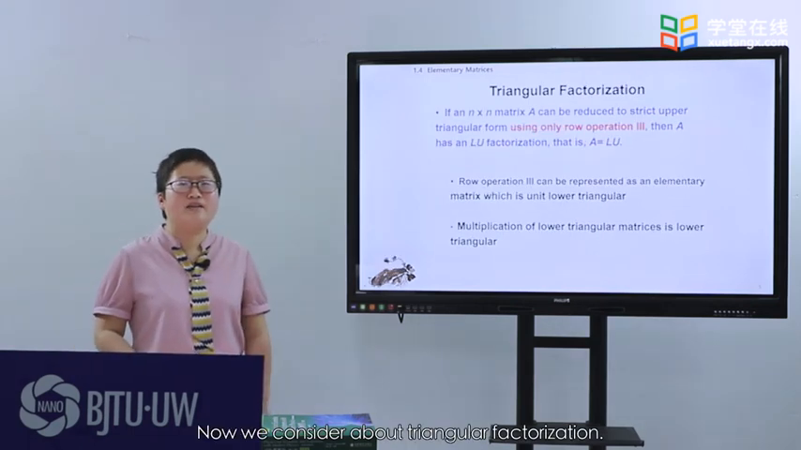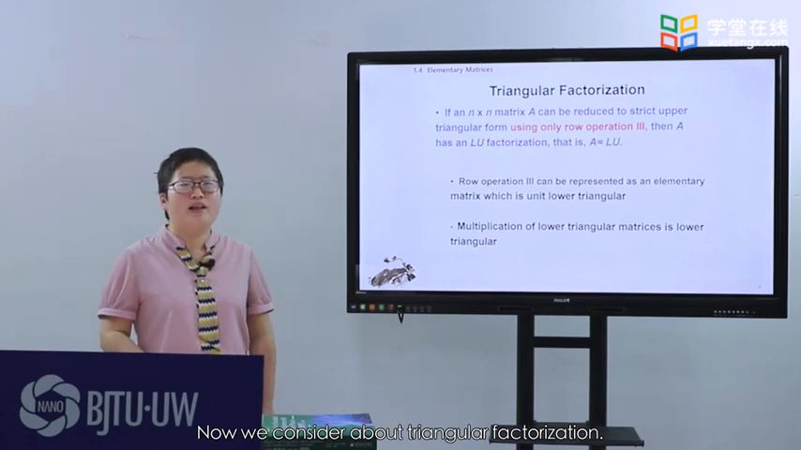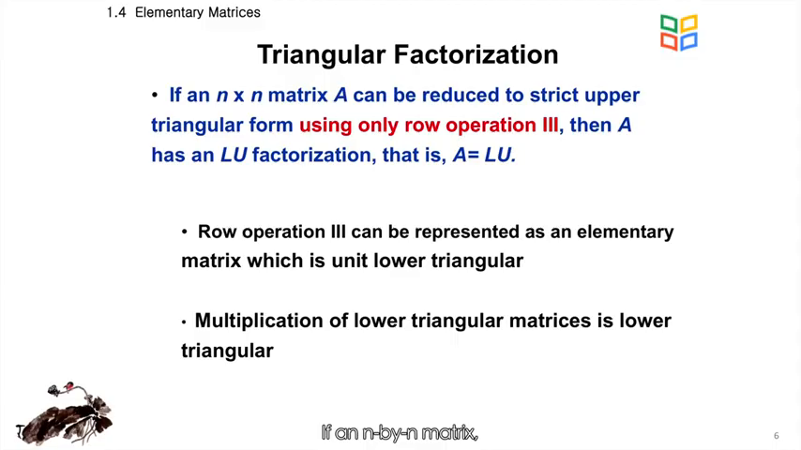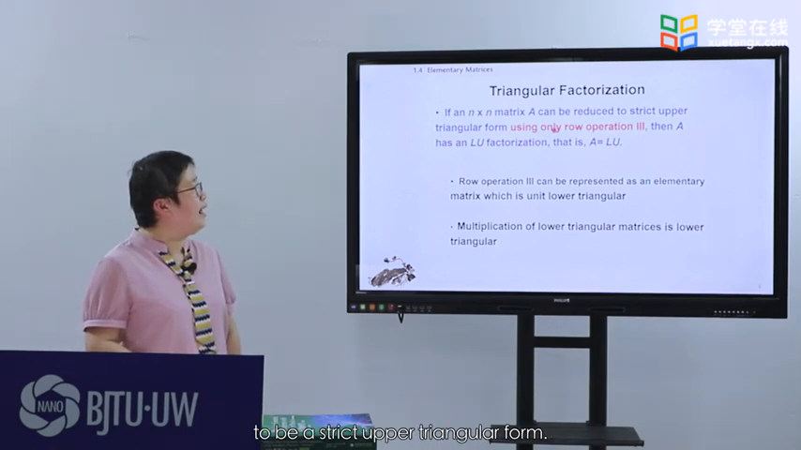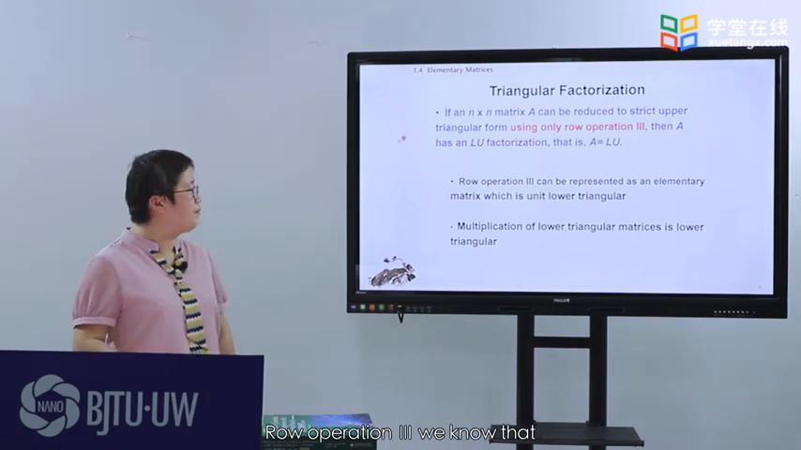Now we consider triangular factorization. If an n by n square matrix A can be reduced to strict upper triangular form using only row operation 3, then A has an LU factorization. That is, A can be written as L times U. We only use row operation 3 to transform A to a strict upper triangular form. Okay.